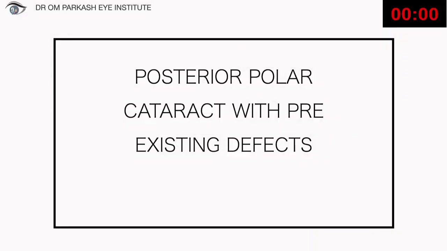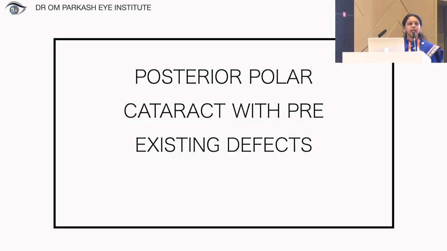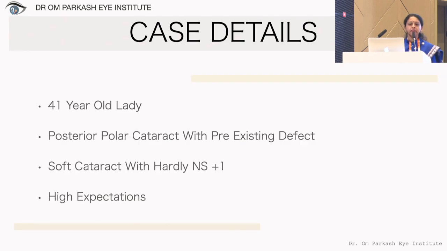Posterior polar cataract is a scary situation for most phaco surgeons, and more so when we can see a pre-existing posterior capsular defect. Here we have a 41 year old lady with a posterior polar cataract, and we can see a pre-existing defect in the posterior capsule. The cataract is very soft, NS1 type, and the patient has high expectations.